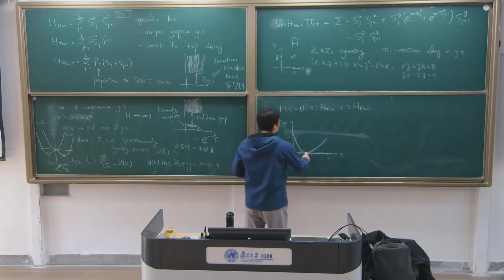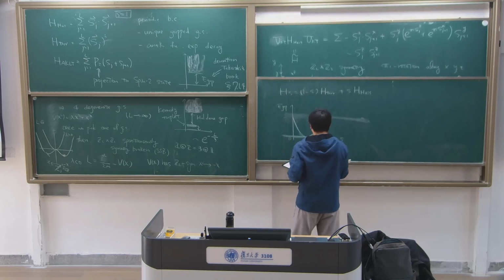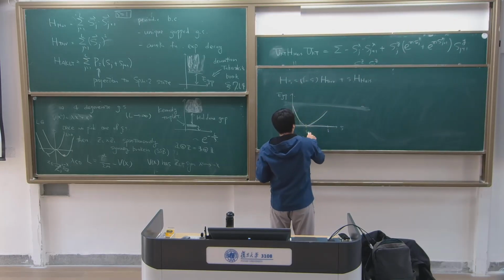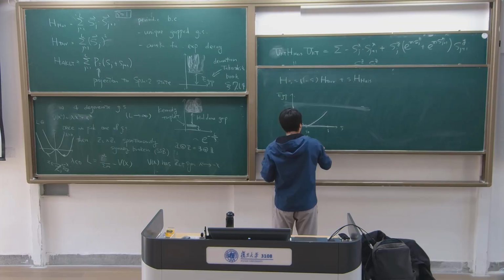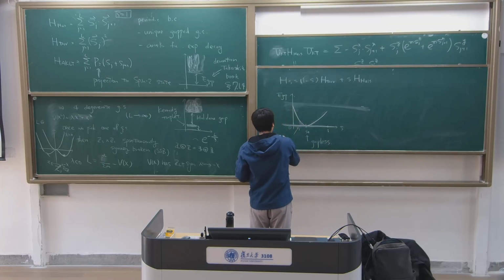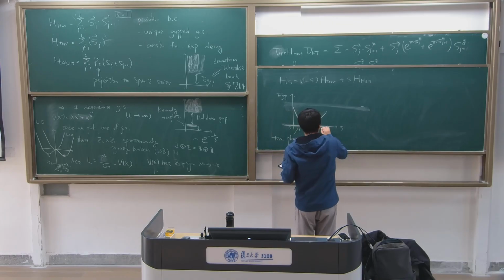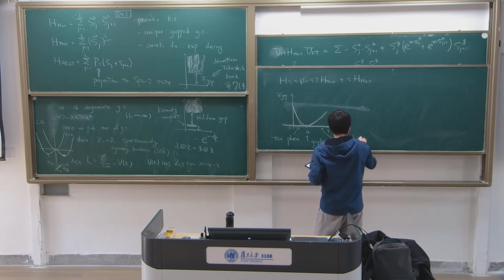And then here it becomes gapless. So let's say the star becomes gapless. And here it's called the trivial phase. And here we have a Haldane phase.